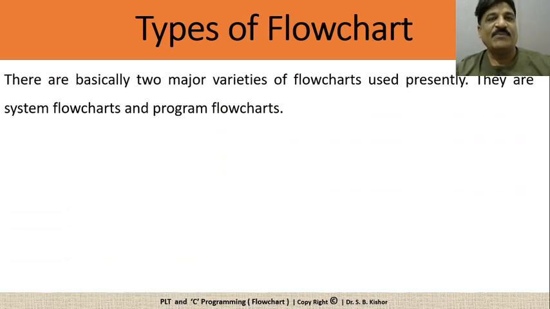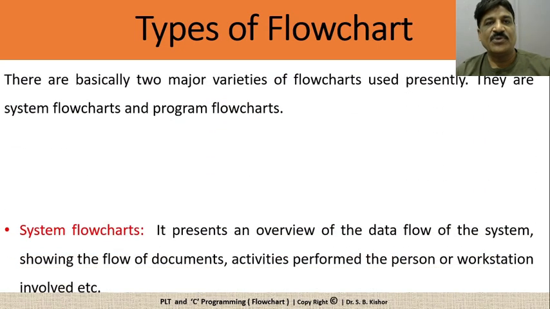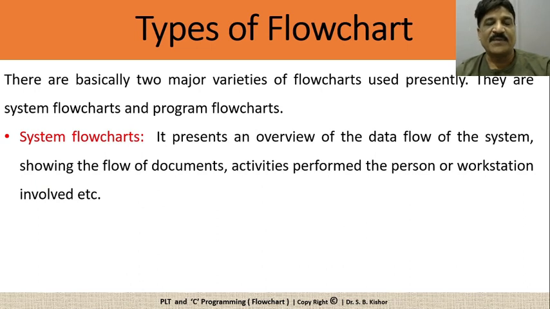Now, what are the different types of flowcharts? Basically there are two types of flowchart. One is called a system flowchart. It presents an overview of the data flow of the system, showing a flow of documents and activities performed, and the person or workstation involved. Remember that when we talk about a system flowchart, we are talking about some big problem.